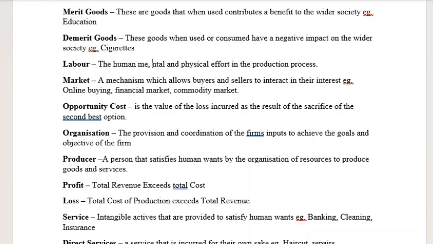It could even be alcohol. You just add that right there. Alcohol could also be one. Or alcohol is a demerit good also in this case.